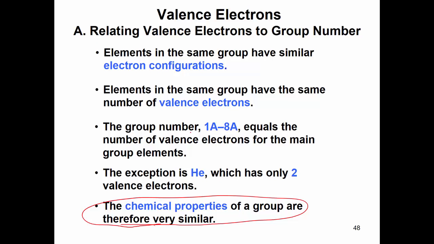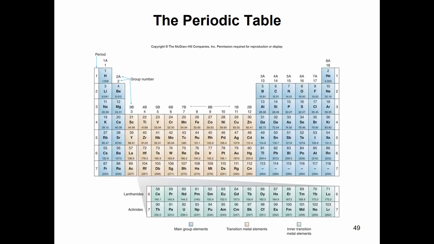If you look at group numbers 1A through 8A, remember these are your representative elements. The group number is equal to the number of valence electrons for your main group elements. Your exception is helium. It has 2 valence electrons, so it's not in group 2, because it's full when it has a full s orbital. So let's look at this. Look at your group number. Here's your representative 1A, 2A, and here's your 3A through 8A.